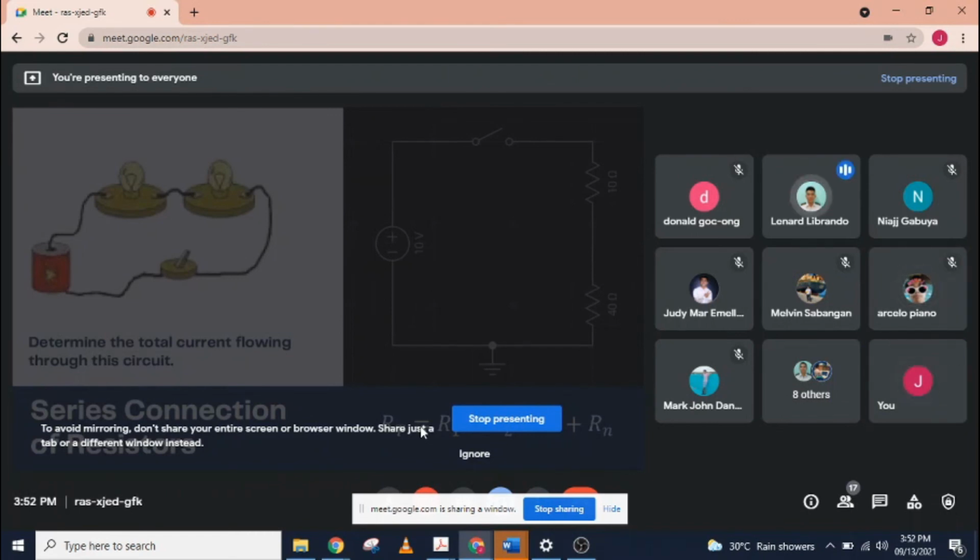Yun. Okay. Sige. Maganda yung term, no? Sir, gihati ang 10 volts sa duha ka resistor. Ang 2 volts, sir, na napunta sa 10 ohms, and ang 8 volts, sir, na napunta sa 40 ohms, sir.